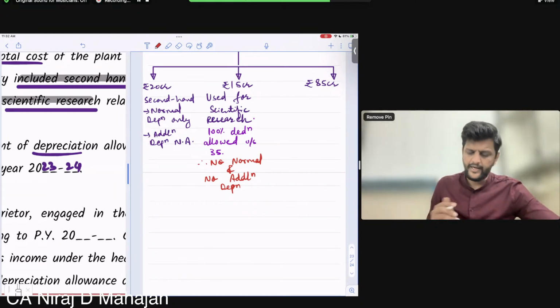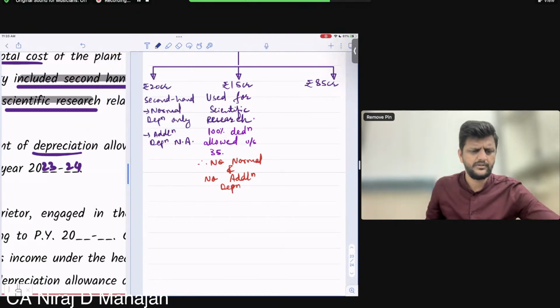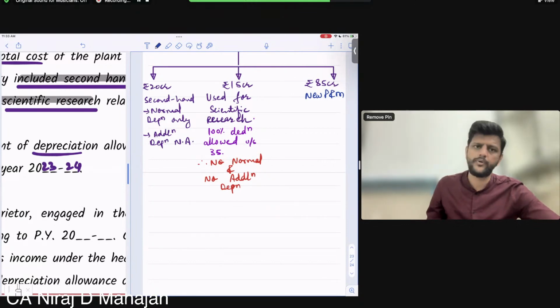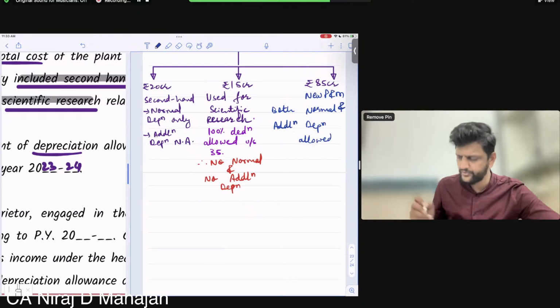Where was I? And your rupees 85 crore is your new plant and machinery. Simple. It is your new plant and machinery, right? So here we will allow normal depreciation as well as additional depreciation. Okay? So I'm writing here: both normal and additional depreciation allowed. Clear till here? Chalo, let's go ahead, everybody.